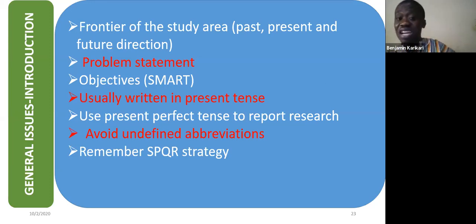Also, introduction is basically written in present tense, but we use present perfect tense to report previous works. According to Kakari 2020, it was discovered that blah, blah, blah. Then you move on. But when you are writing, let's say, plant breeding offers solution to numerous food and nutritional securities of humanity. This is present tense. So we should try not to mix tenses up. Also, avoid undefined abbreviations. You cannot use any abbreviation in your introduction whilst you have not defined those abbreviations. It makes reading boring and very difficult.